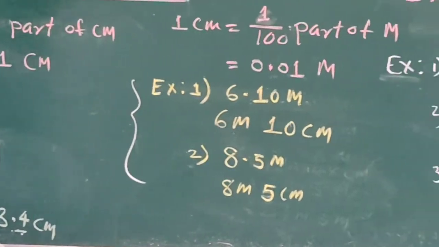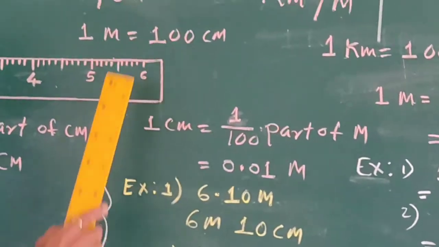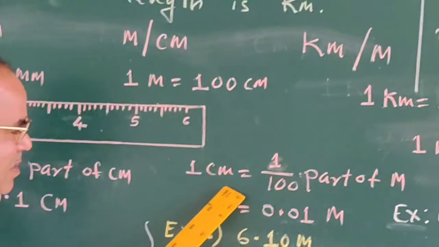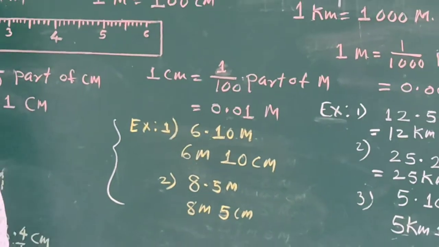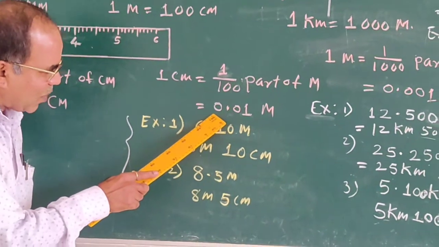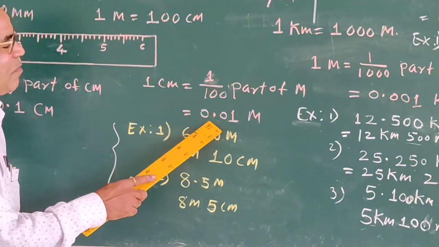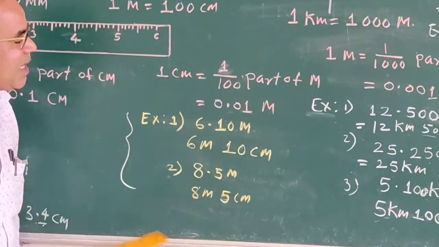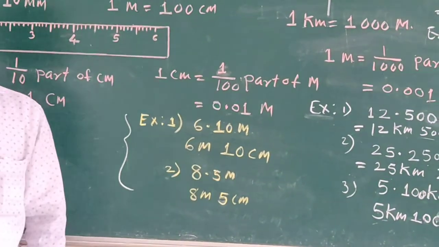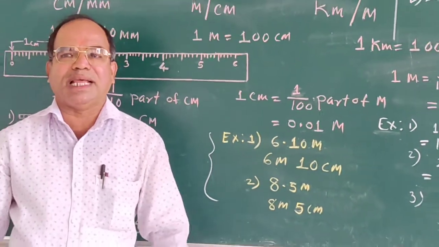Similarly, in meter, you can see 1 meter is equal to 100 centimeter. That means 1 centimeter is one hundredth part of a meter. In decimal form, it can be written or expressed as 0.01 meter. That means whenever we have to measure, suppose we have to measure the length of this wall.